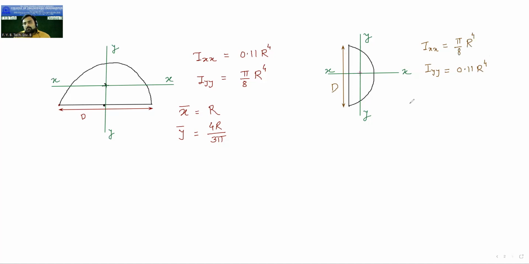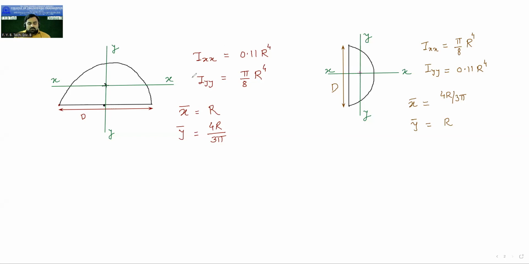Okay. In this case, can you tell me what is the value of x bar and what is the value of y bar? X bar is 4R by 3 pi, Y bar is equal to R. Area you already know, pi r square by 2. So this is the semicircle.